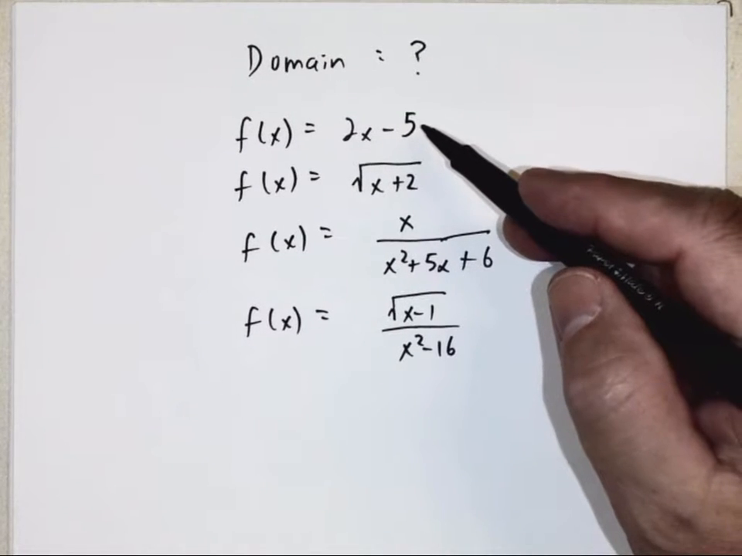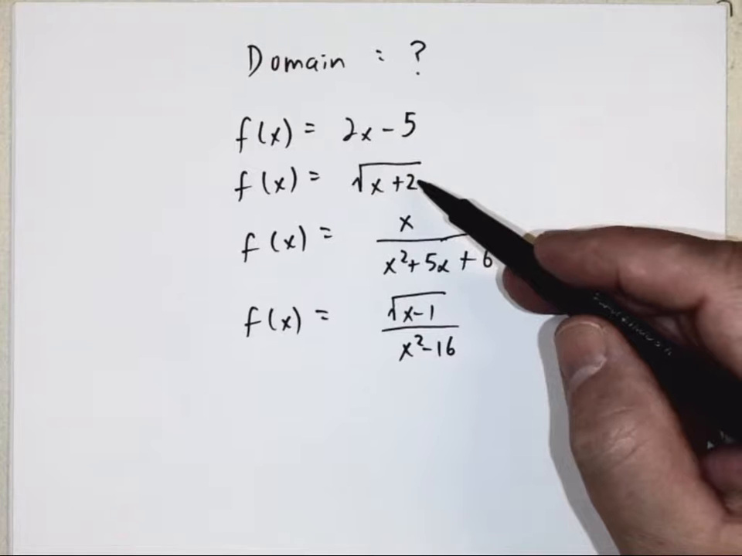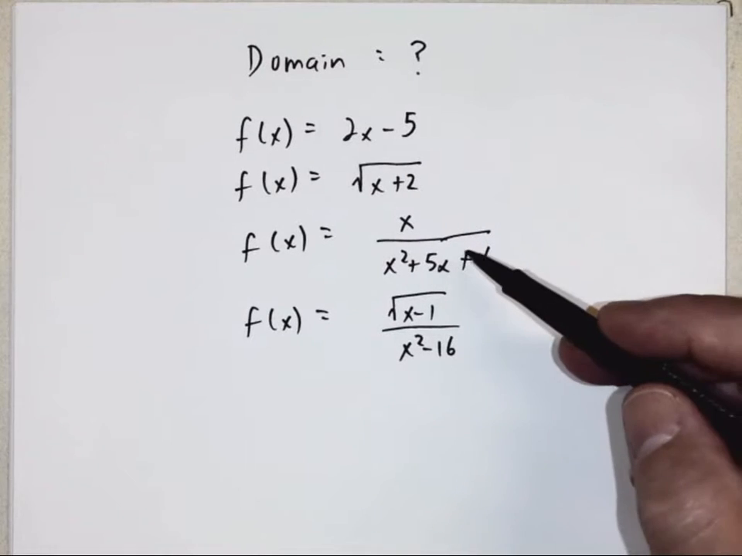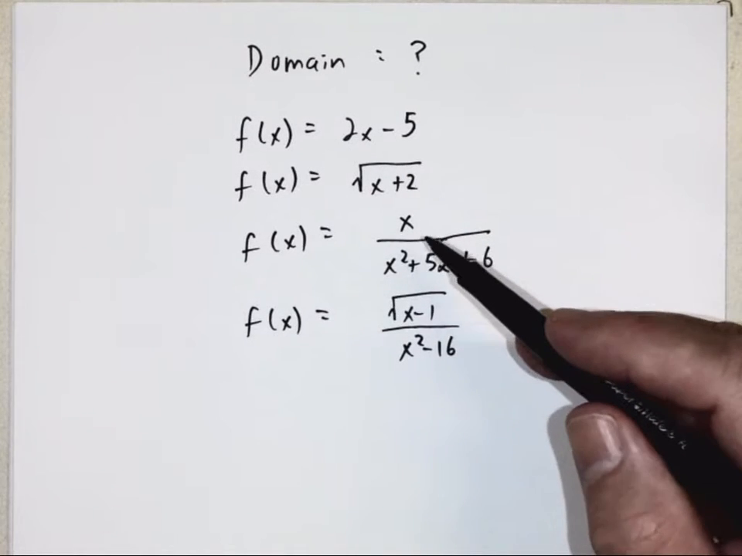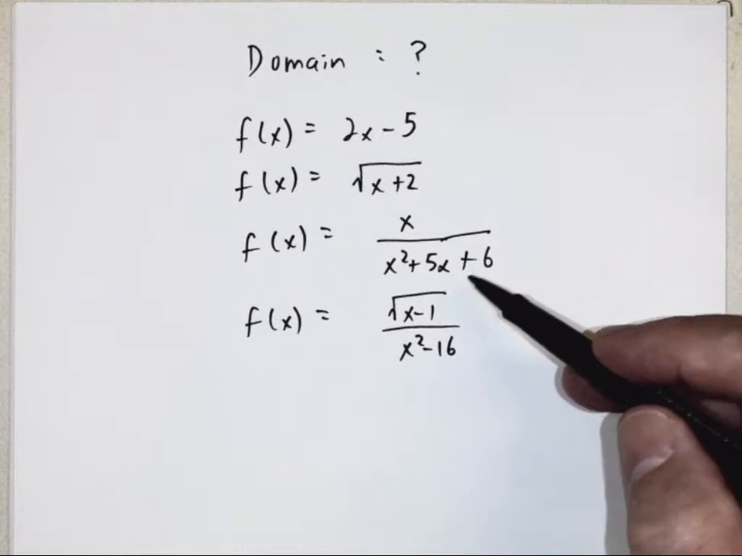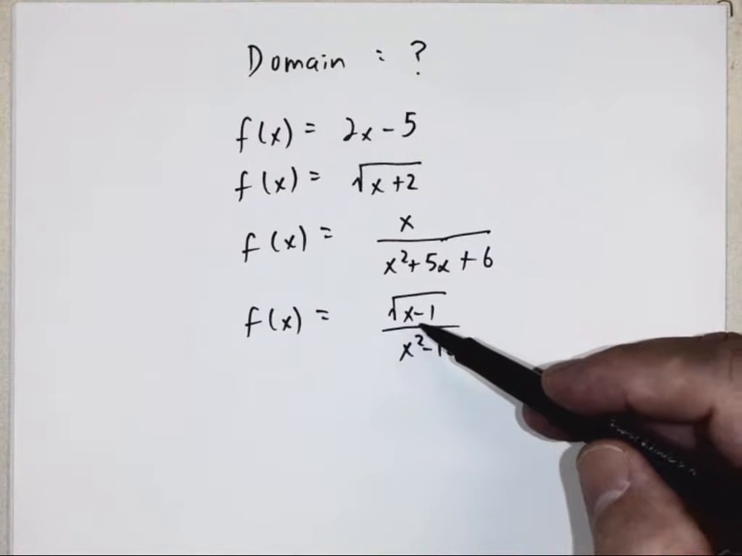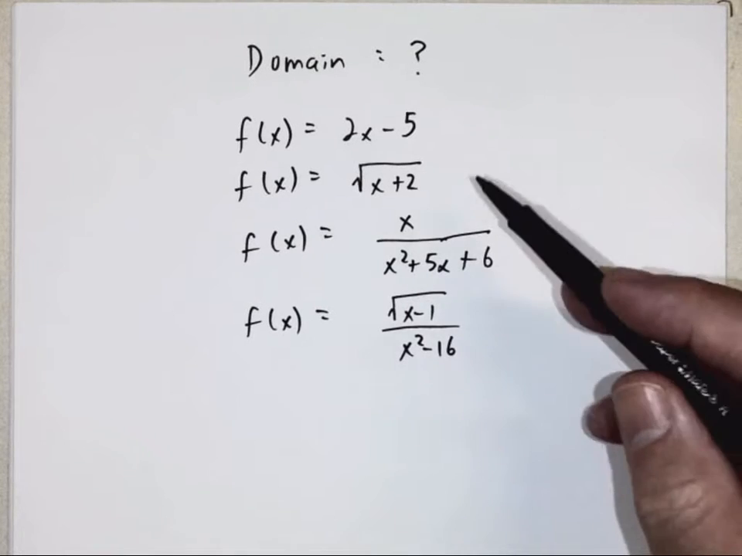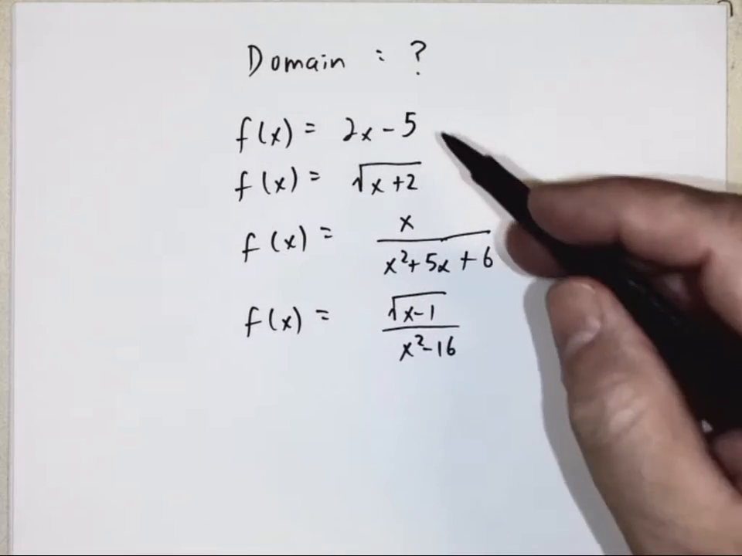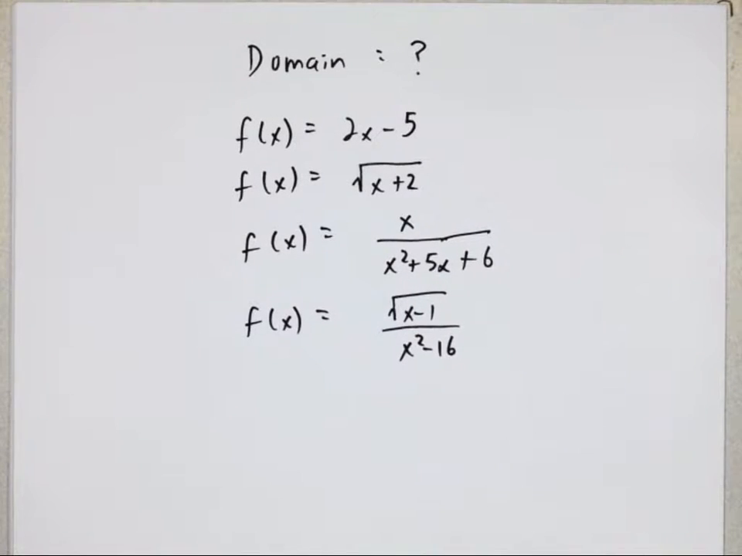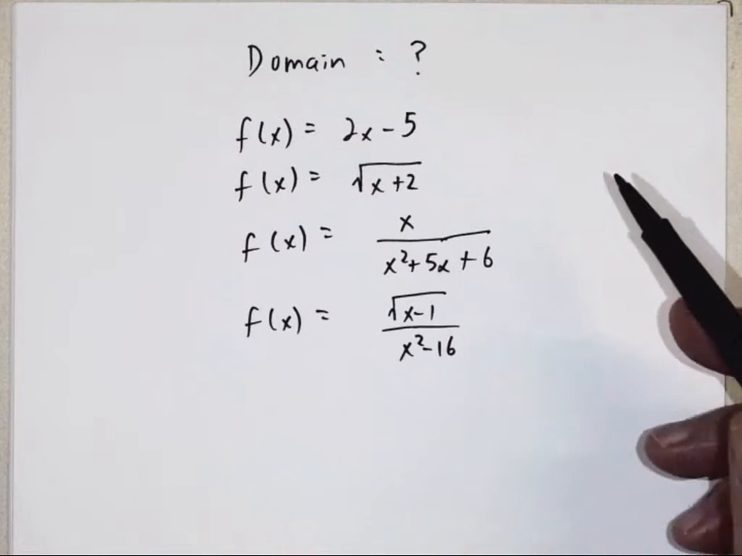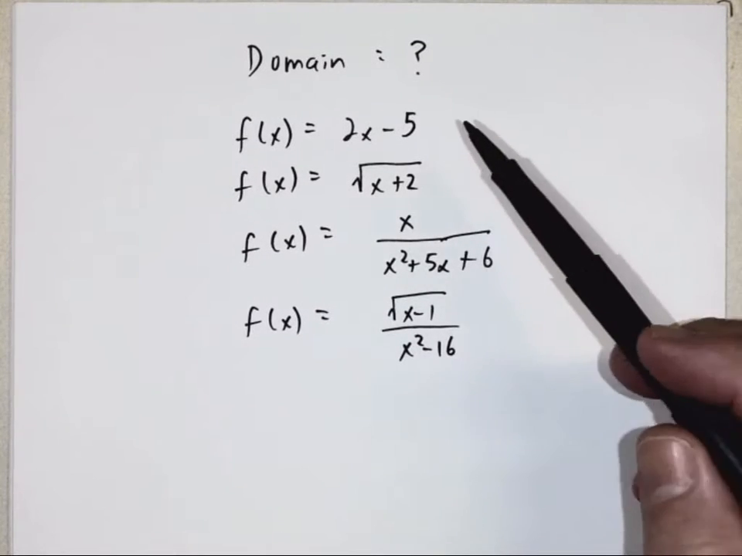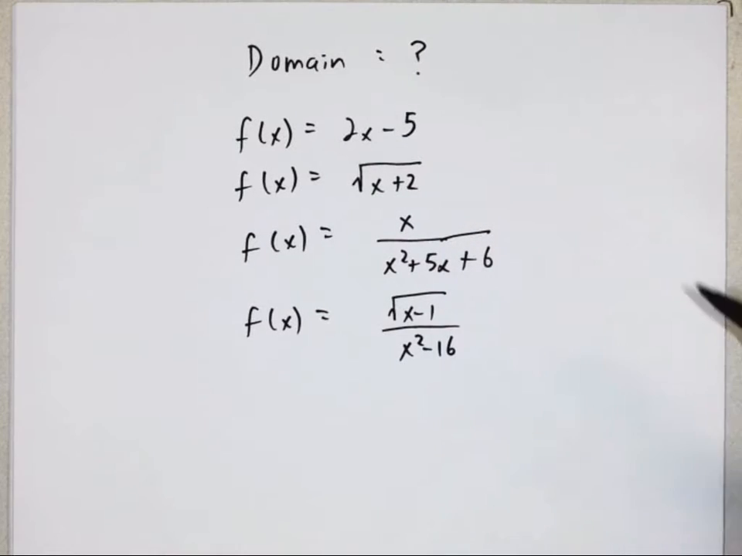F of x equals 2x minus 5, f of x equals square root of x plus 2, f of x equals x over x squared plus 5x plus 6, and then f of x equals square root of x minus 1 over x squared minus 16. So these sort of get maybe a little bit progressively more complicated. And now, eventually what we're going to do is we're going to look for the domain of each of these functions.